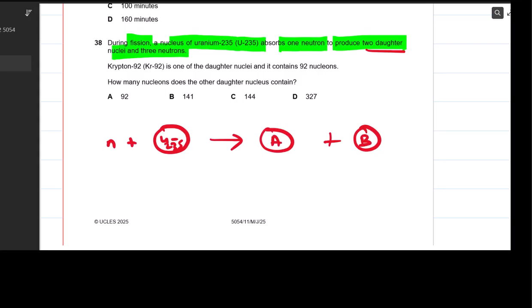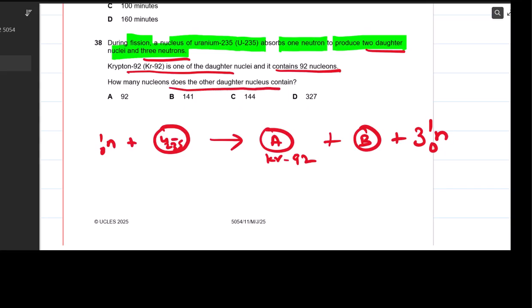They are saying krypton is one. Rather than K, I say Kr, with 90, and it contains 92 nucleons. Okay, fine. So we are actually having here this neutron, which is 1 0, plus 3 neutrons like this. So how many nucleons does the other daughter nucleus have?